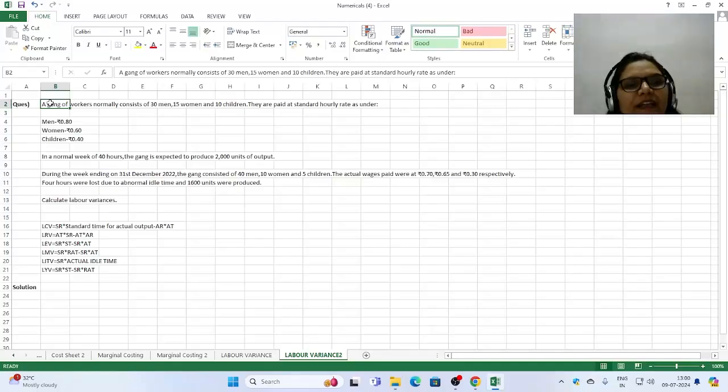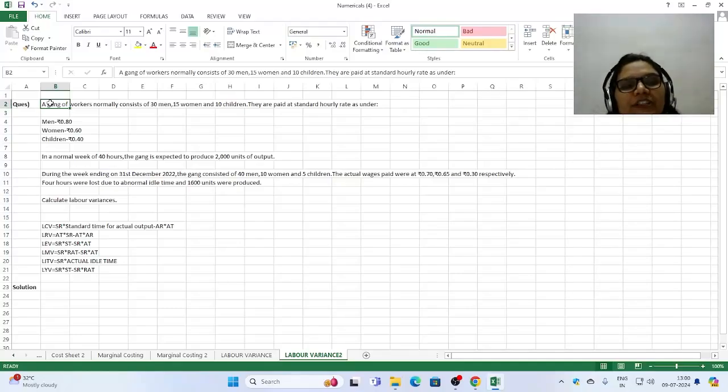During the week ending on 31st December 2022, the gang consisted of 40 men, 10 women, and 5 children. The actual wages paid were rupees 0.70, 0.65, and 0.30. 4 hours were lost due to abnormal idle time and 1600 units were produced. Calculate labor variances. So the question, if you can see in front of you, has a lot of calculations.